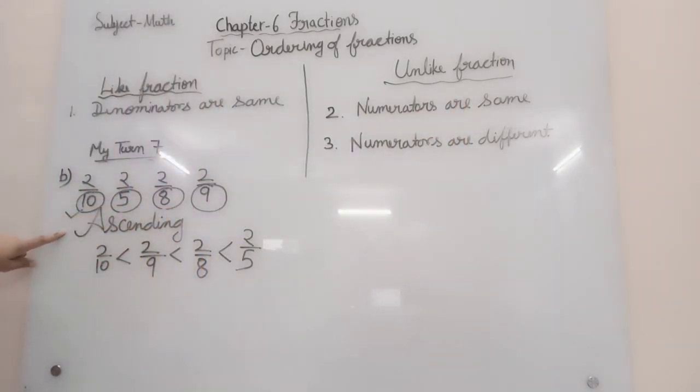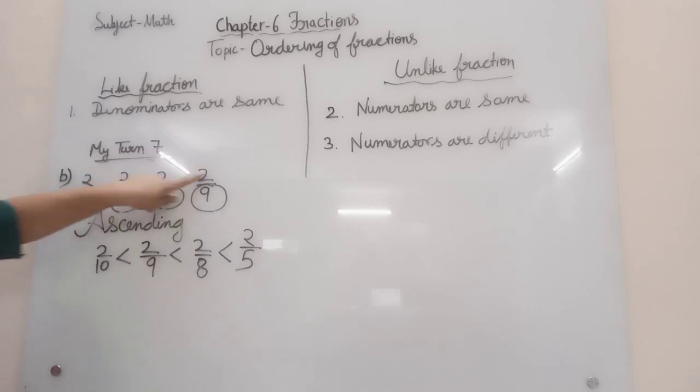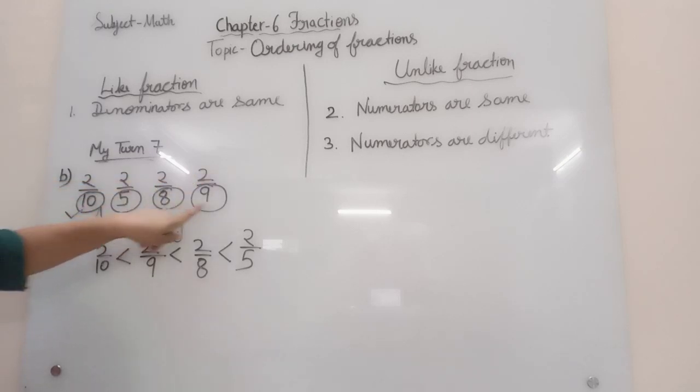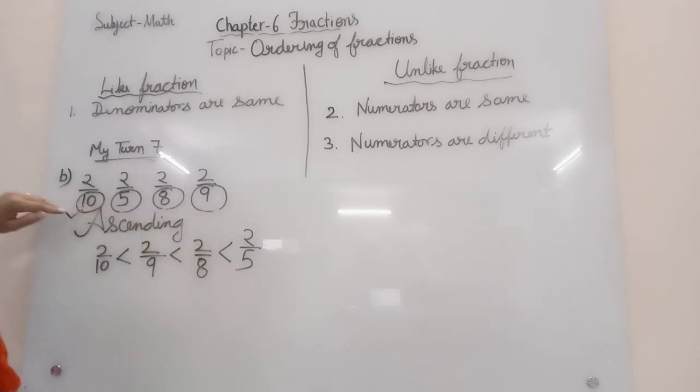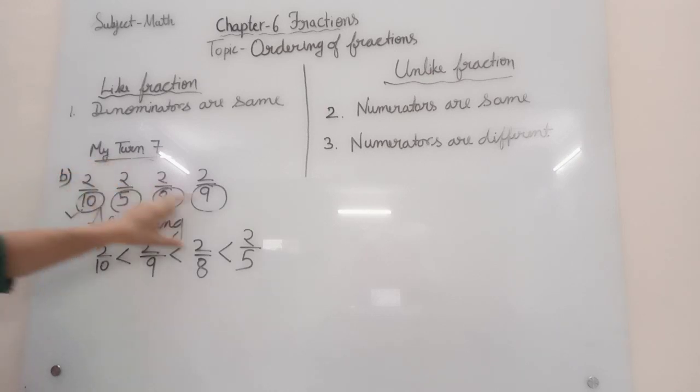So in the second condition, if the numerators are same, then you have to check the denominators and compare them. And how will you compare? The reverse comparison. The number which is bigger here will be the smaller fraction, and the number which is the smallest here will be the greatest fraction.